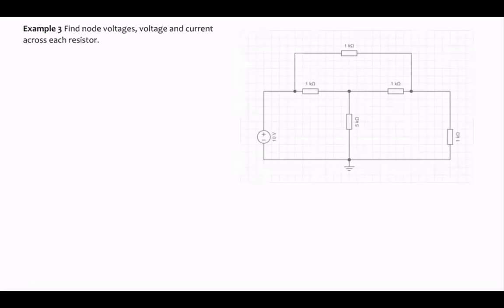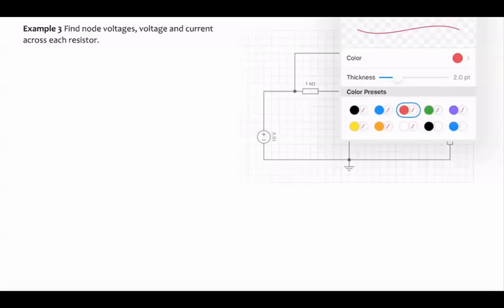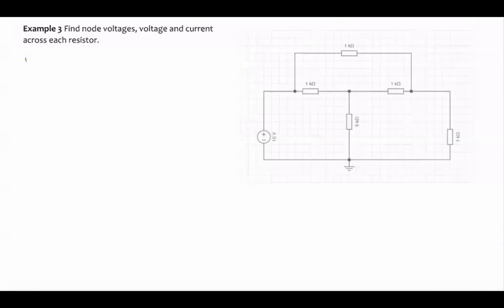Okay, let's move on to this circuit here. And again, this is nodal voltage analysis, okay? So first step, finding out the number of nodes. Here, I'm going to say this is my VA, and it's connected to the 10 volt battery, so we know VA is going to be 10 volts.